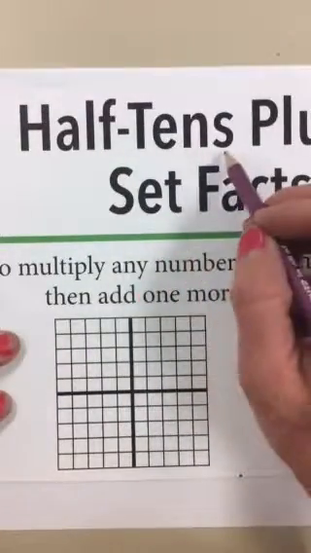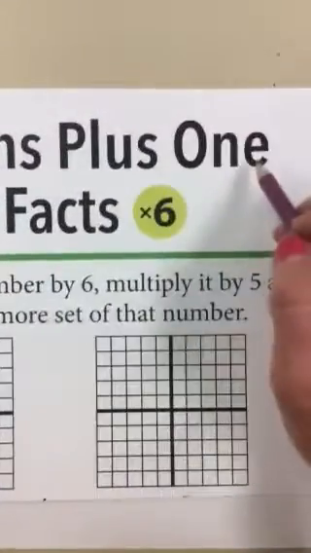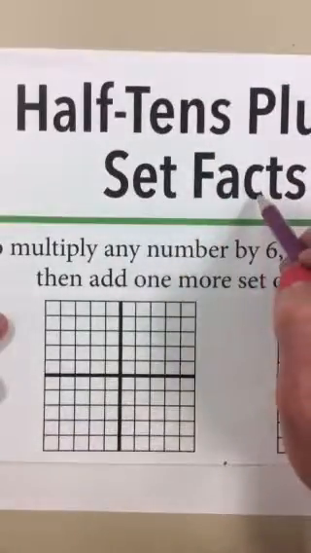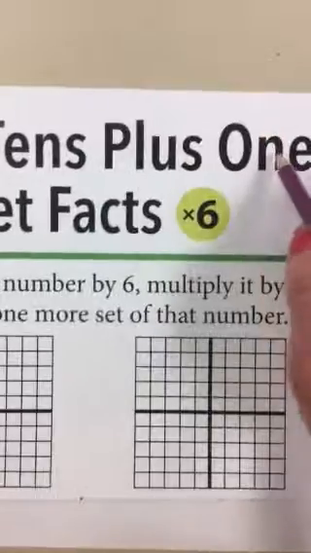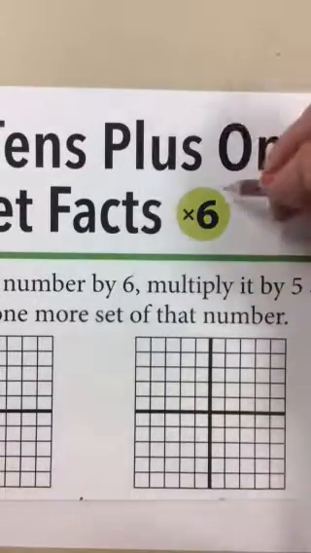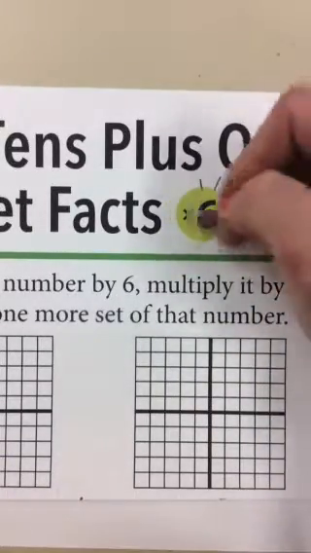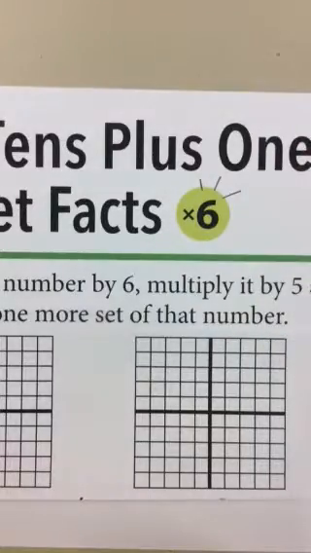Half of 10 plus 1. Set facts. So what's half of 10? You got it, it's 5. Plus 1 more. Hey, guess what? You get 6. So we have a factor of 6.